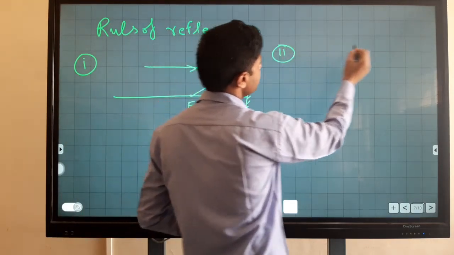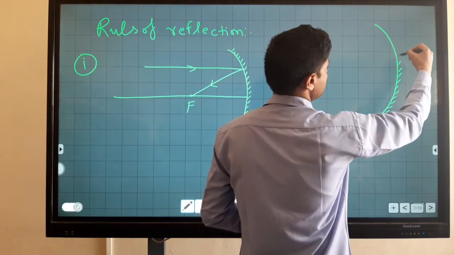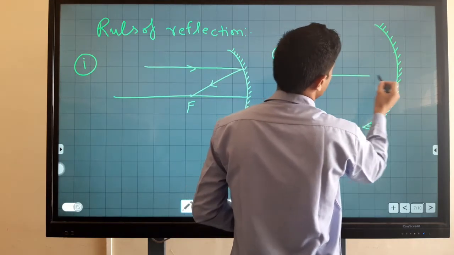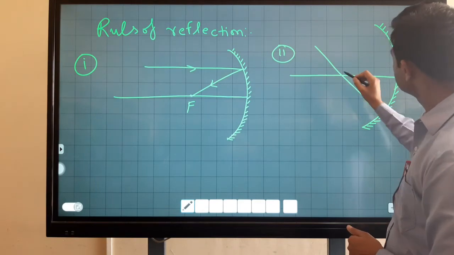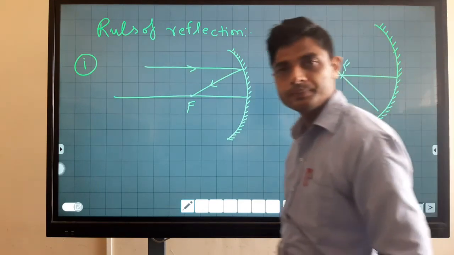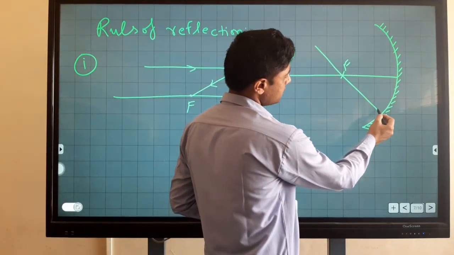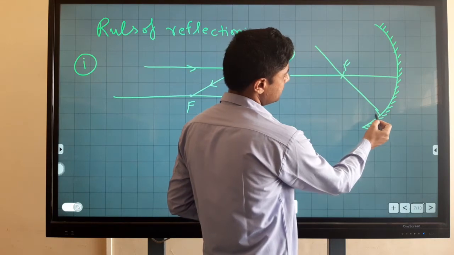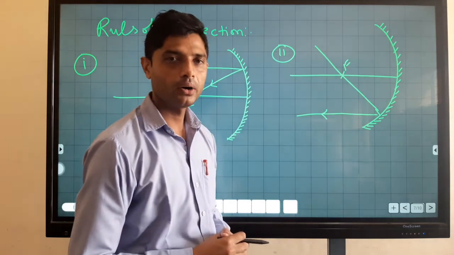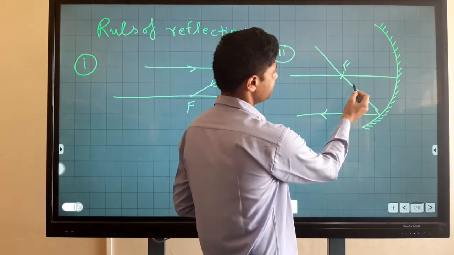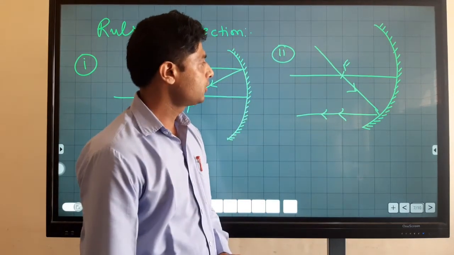Second rule, if a ray of light passes through the focus, then it always travels parallel to the principal axis after reflection. This is the second rule.